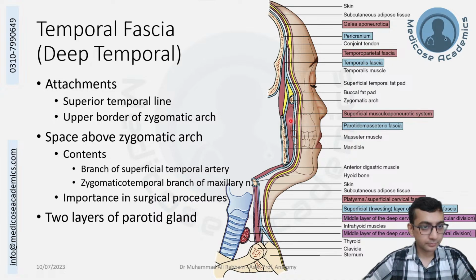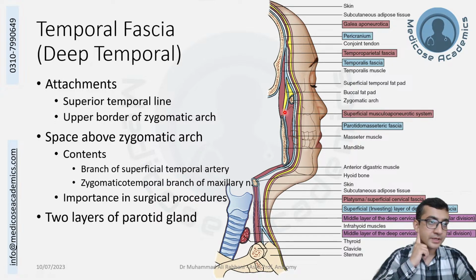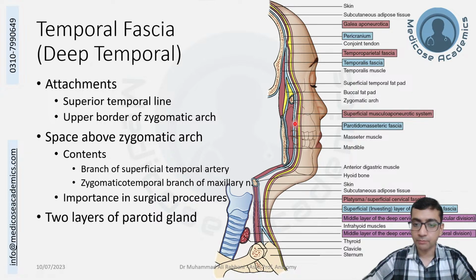Here it changes its name. The outer aspect is called parotidomasseteric fascia because on the back aspect it is covering the parotid, and a little anteriorly it is covering the masseter muscle. So it is split into these two names. And there is the deep layer, and they join at the lower margin of the mandible and go to the hyoid bone. Do you remember this fascia?